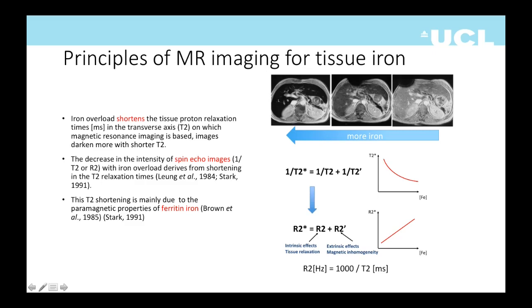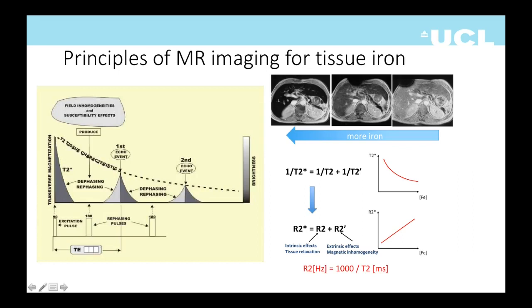As iron levels go up, R2 star goes up. And so these T2 star and T2 parameters are actually derived from two different processes. When you have a tissue in the magnet, you excite that tissue with a radio frequency pulse, and you can quickly uncover the T2 star decay process, or a T2 decay process, using two different sequences.